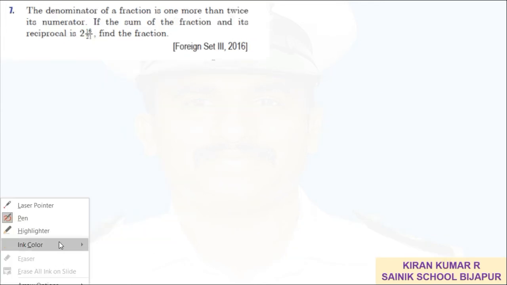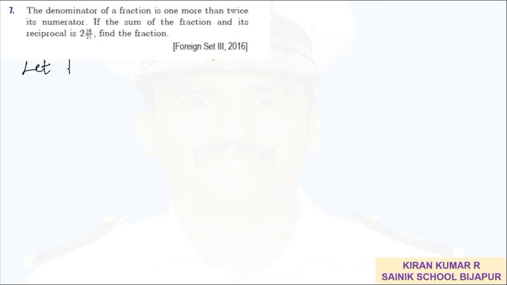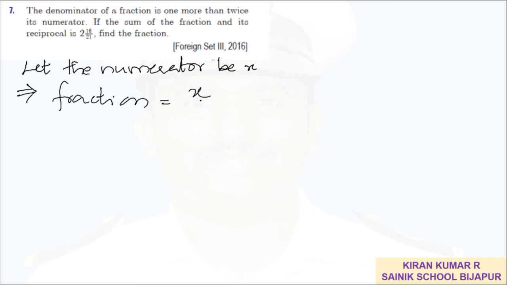Question 7. The denominator of a fraction is 1 more than twice the numerator. If the sum of the fraction and its reciprocal is 216 by 21, find the fraction. Let the numerator be x. This implies the fraction would be x upon 2x plus 1, 1 more than twice, so it is x upon 2x plus 1.